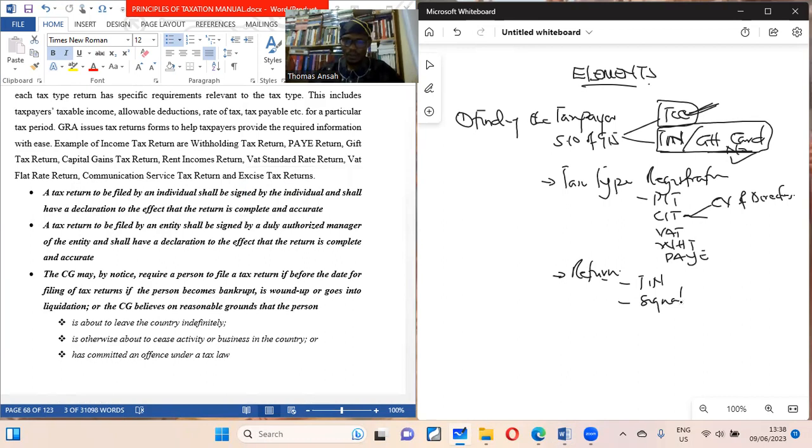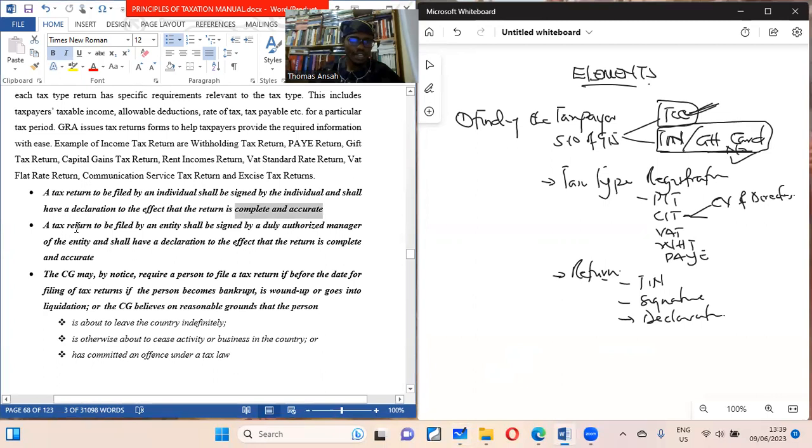I will show you a typical example of a return, okay? So that it doesn't become so abstract, all right? Now, then you have what we call a declaration. Now, it says that the return is filled by the entity.